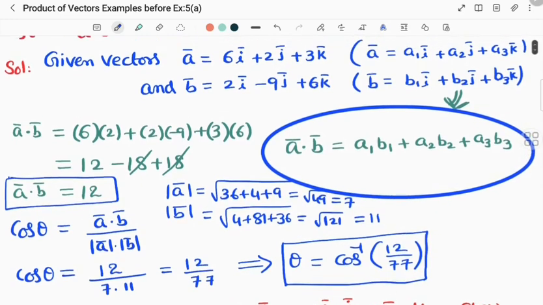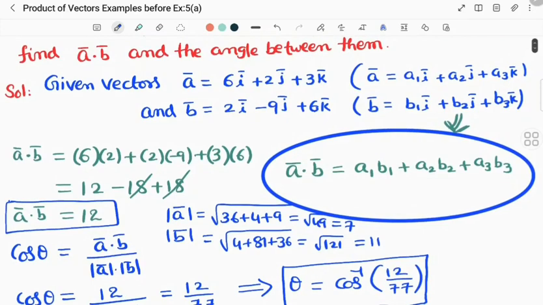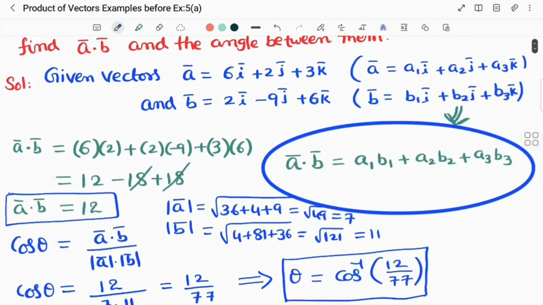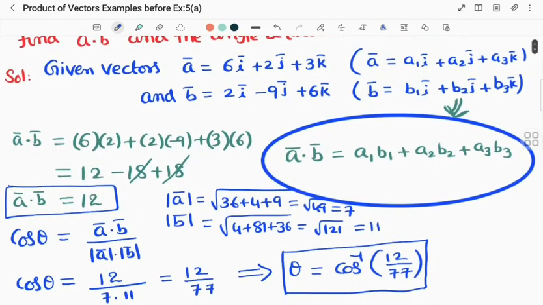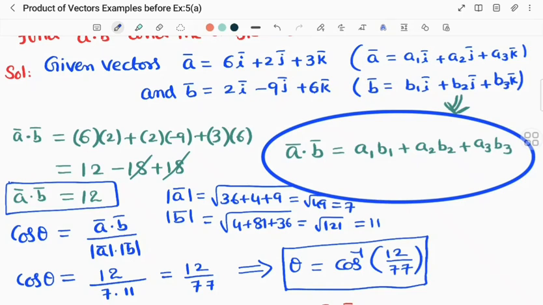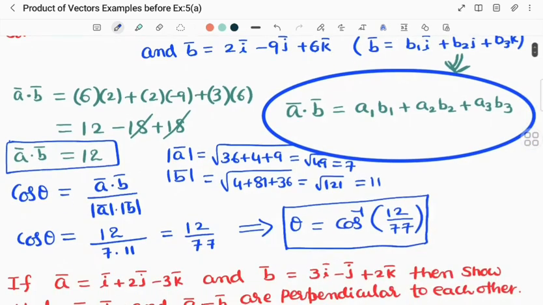Two questions are there, dear students, in this. One is find A bar dot B bar, and after that another one is cos theta. So here a doubt will arise: Sir, why are you calculating only cos theta for the angle between them, why not sin theta? You can calculate it. Generally, for the angle between any two lines or any two vectors, we will calculate cos theta.